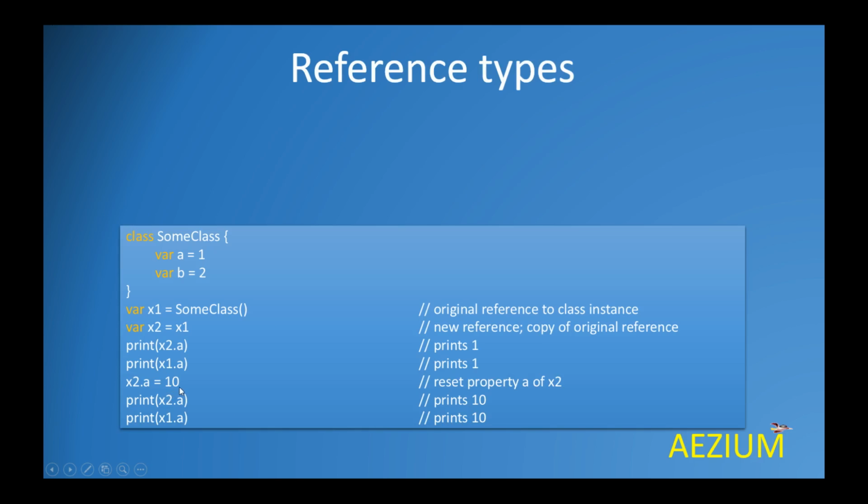So by changing the value of a property of one of these parameters, the value of the same property of the other parameter changes with it. So in this case, x1 and x2 are only two names for the same instance of the class. They are not names for two independent instances.